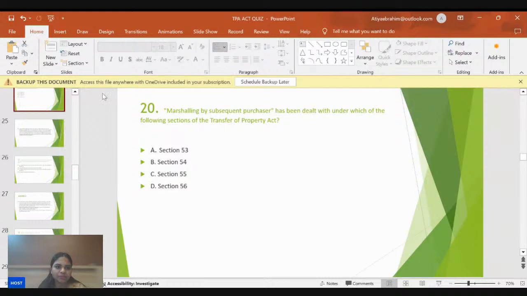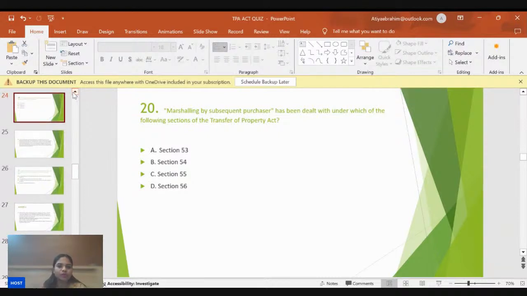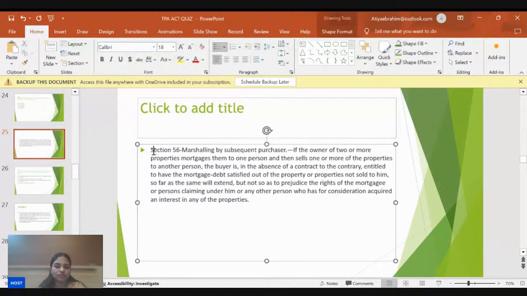Where have you seen marshalling? Tell me. Marshalling by subsequent purchaser is dealt with under which section of TP Act? Come to question number 20 and answer it quickly. 20D is what Priyanka says. Correct. It is section 56, right? So section 56 talks about marshalling by subsequent purchaser.